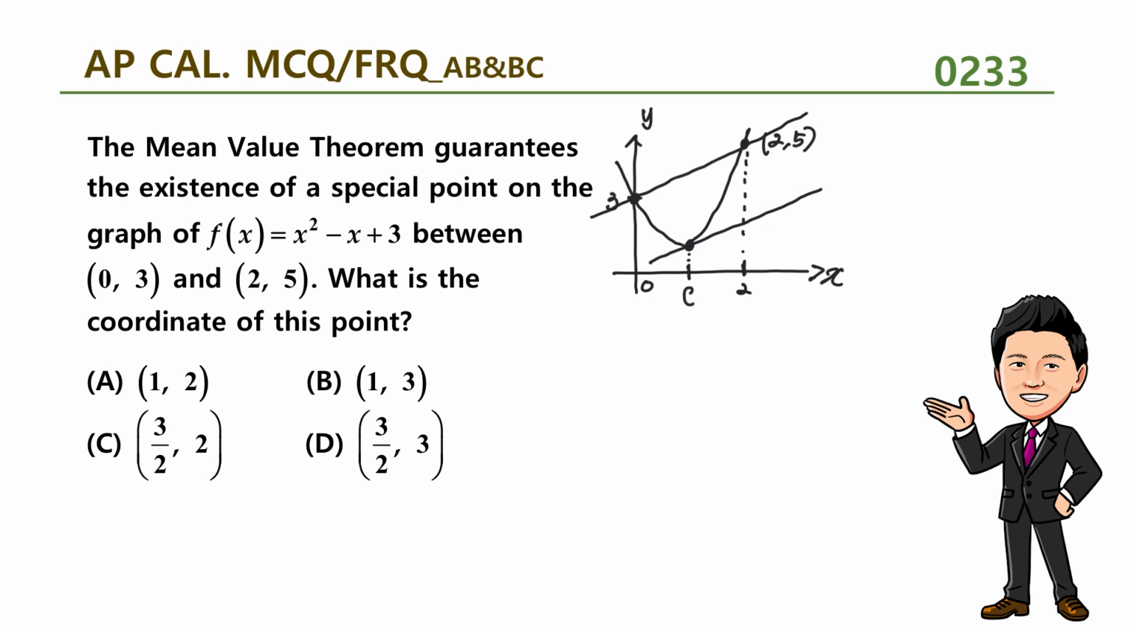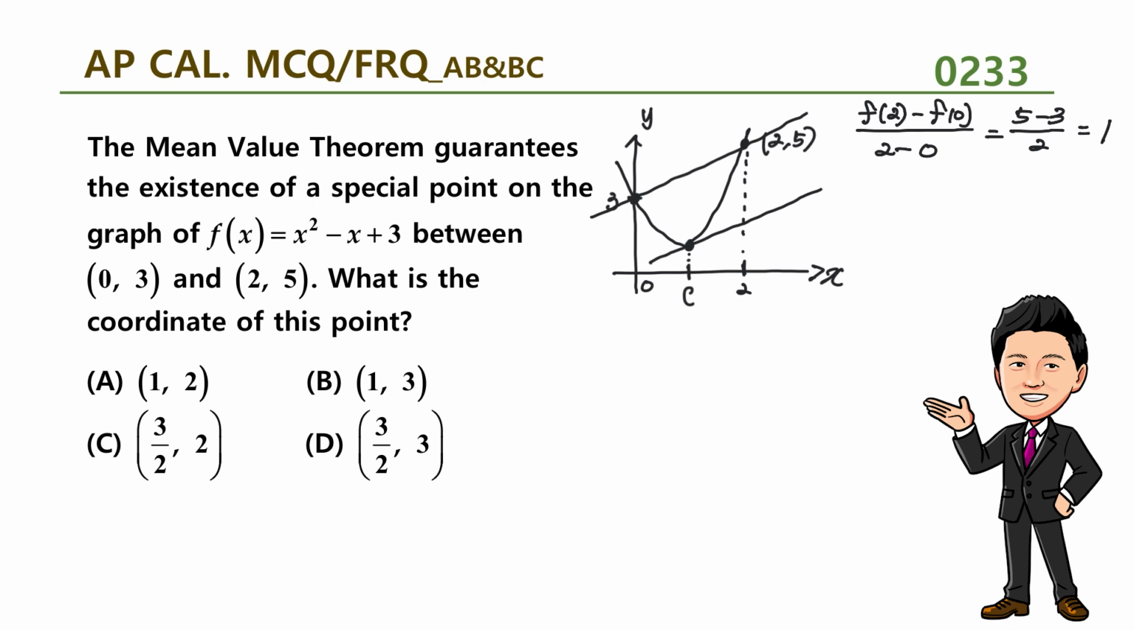Does that make sense? The slope of this second line is equal to y2, let's say f of 2, minus y1, f of 0, over x2 minus x1, 2 minus 0, right? F of 2 is equal to 5. F of 0, that's 3. So 5 minus 3 over 2, that is equal to 2 over 2, which is 1, right?